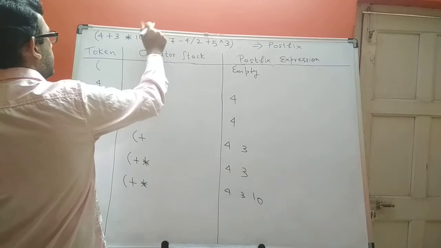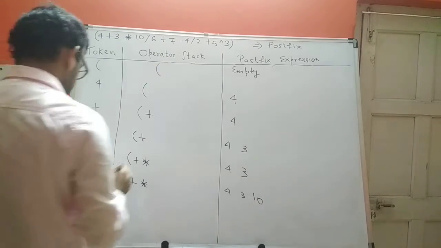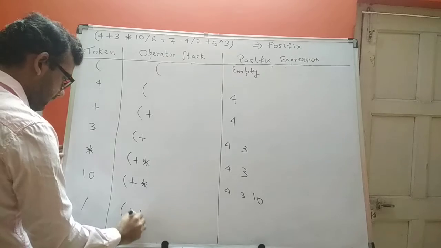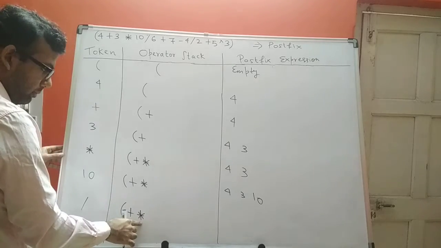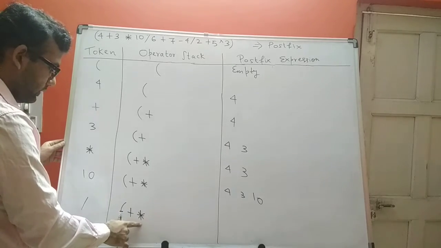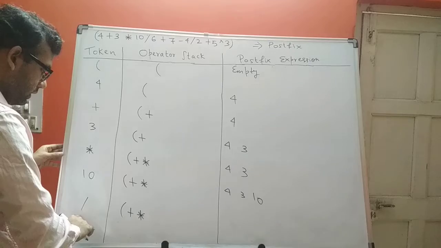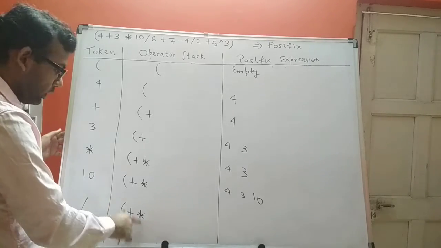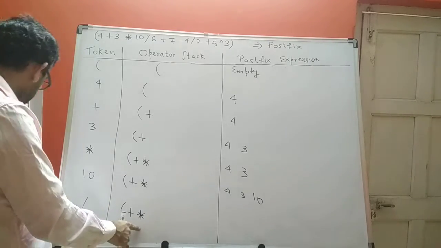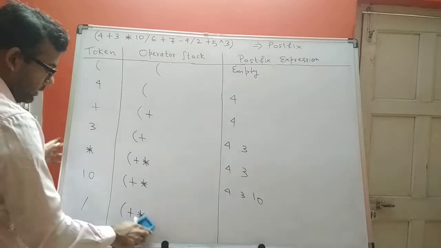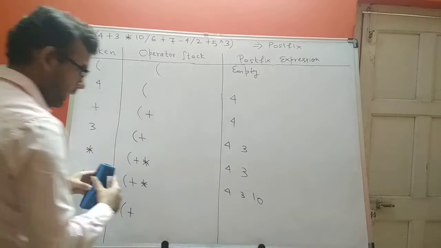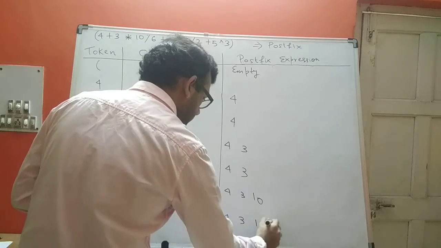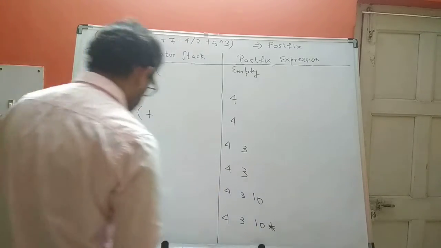Next, I'll look at division. Now this is interesting. Look, this is my stack, star being the topmost element. This is the top of stack. Division has the same precedence as star, so division cannot sit above star. So I need to pop from my stack. I'll pop star and add it to the output.